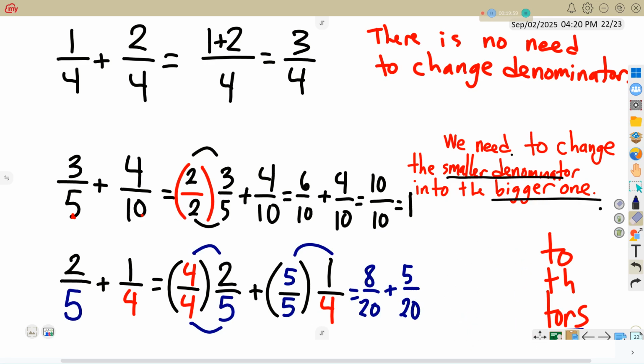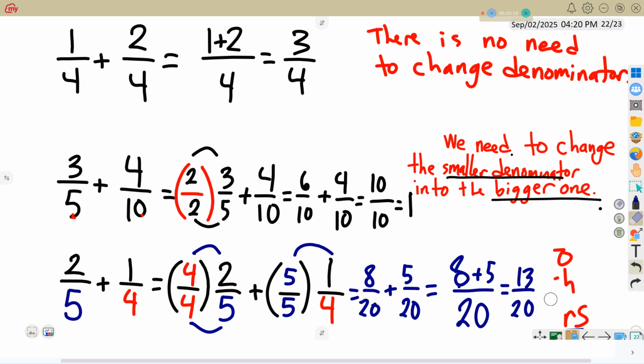Okay, so these are the 3 ways that the problems can work out. We got 20 on bottom, and on top we would have 13 again. Well, I did kind of skip a step, right? I would have had you guys probably write 8 plus 5, but we know that that's 13 over 20.